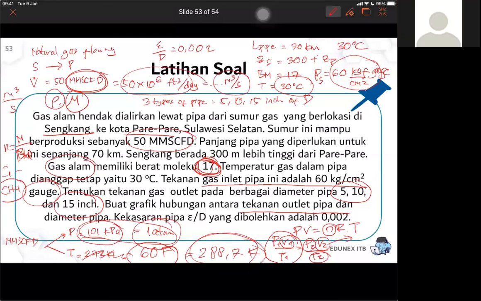Boleh pakai Google, sir? Boleh. Okay. Then later you can have the value of viscosity. Then you can calculate the Reynolds number. And then please calculate at home. Then we will discuss it at our next class. What is the result if you increase the diameter? How much is the pressure at the outlet of the pipe at Pare-Pare?